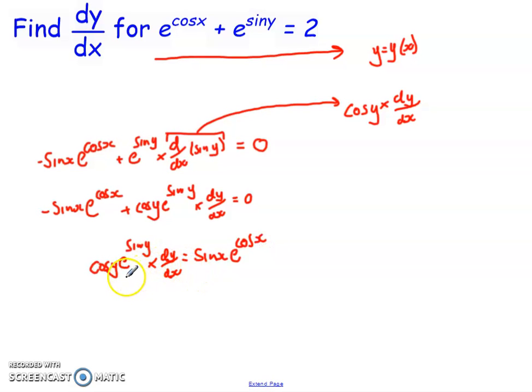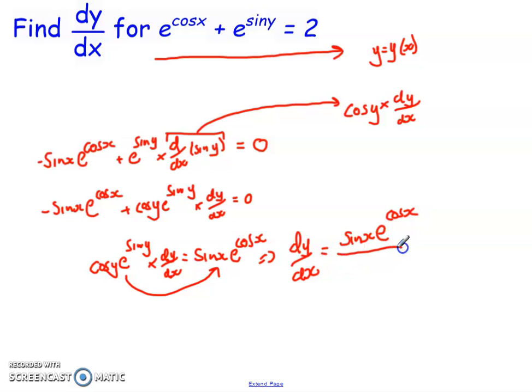What I'm then going to do is shift all this across so that I'm left with dy by dx equals some function involving x and y. So I've got dy by dx equals what was on this side, the sin x e to the cos x, now divided by cos y e to the sin y. So there you go, that's me found what dy by dx is and expressed it in terms of both x and y when I was given this function at the start.